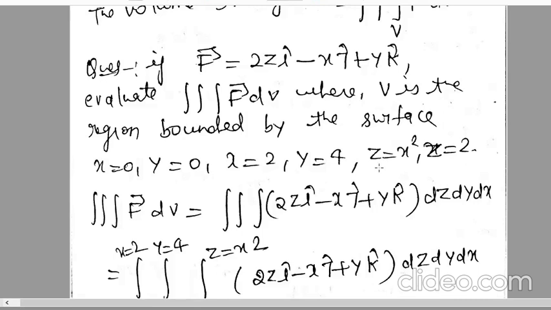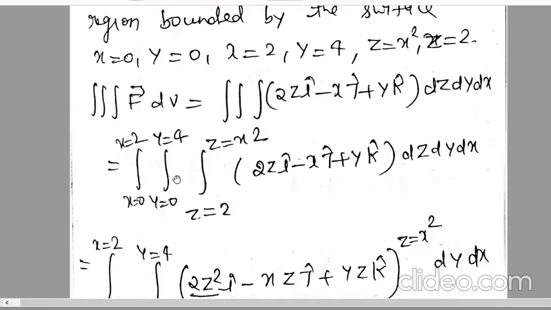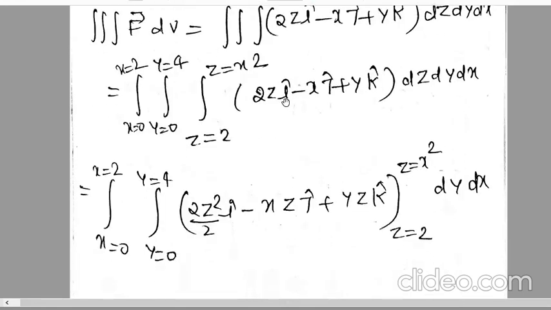Right now, triple integration of F vector into dv. So F vector is your 2z i minus x j cap plus y k cap. Now dv we are writing here as dz dy dx. Right now, just write all the limits here and differentiate first with respect to z. So you can see here 2i z integration is z square upon 2, x j cap, there is no z, so dz integration will be z, and y k cap dz integration will be z, and the limit of z is from 0 to x square.